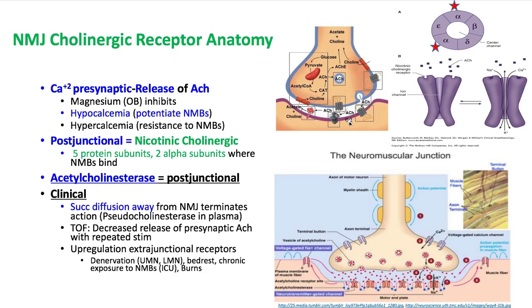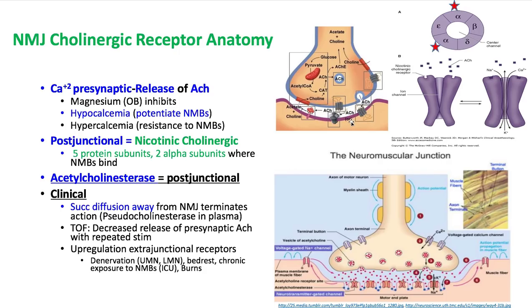Clinically, if we give succinylcholine to a patient, it goes into the blood and is very rapidly chewed up by pseudocholinesterase, the plasma enzyme that breaks down succinylcholine, before it even gets to the neuromuscular junction. But once it's there, it binds, opens it, and sodium goes in, potassium goes out. You have fasciculations and then neuromuscular blockade. Sux has to diffuse away from the neuromuscular junction to be terminated in the plasma by pseudocholinesterase.